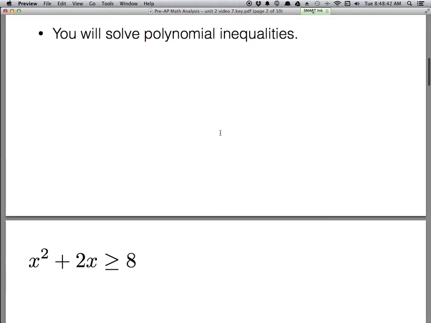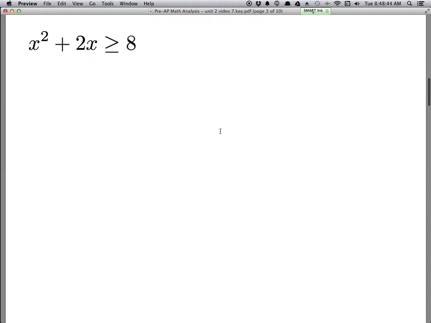So, solving polynomial inequalities. Here's the first one. X squared plus 2x is greater than or equal to 8. Thoughts on what we need to do? Okay, move it over and factor. So x squared plus 2x minus 8 greater than or equal to 0.